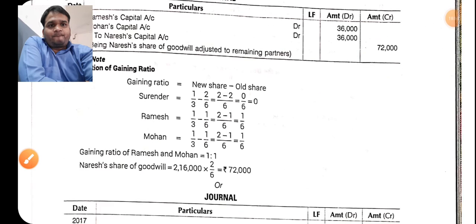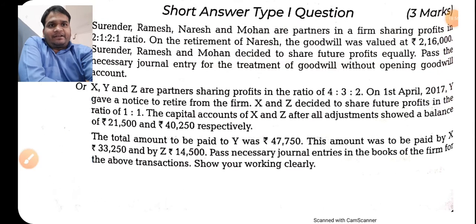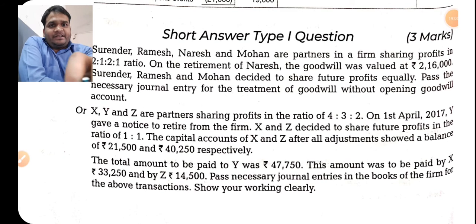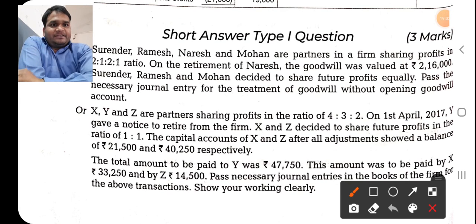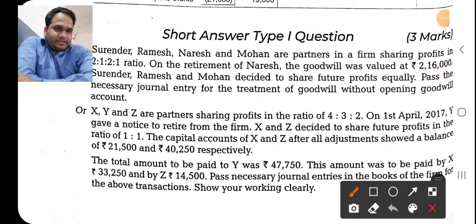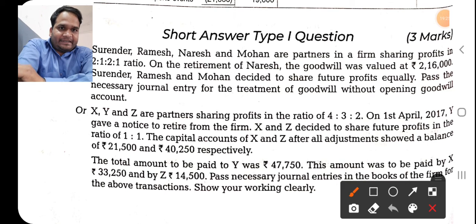Alright class, let us see our next question, which is there on the screen. X, Y and Z are the partners whose profit sharing ratio is 4:3:2. On 1st April 2017, Y gave notice of retirement from the firm. X and Z decided to share the future profit in the ratio 1:1. The capital of X and Z after all adjustment shows a balance of 21,500 and 42,50.